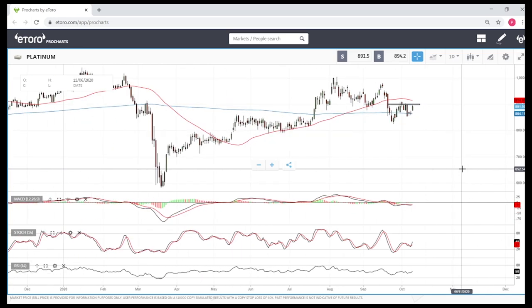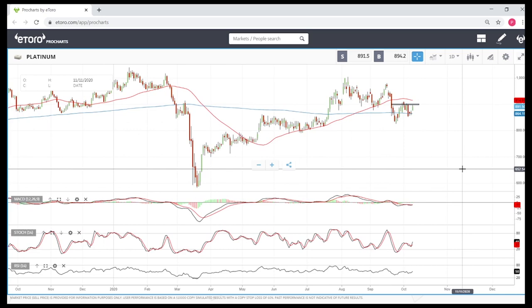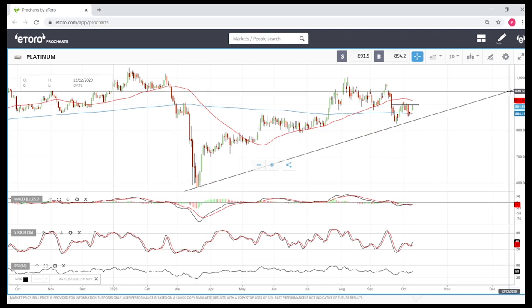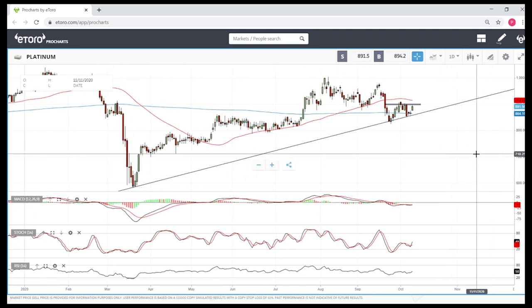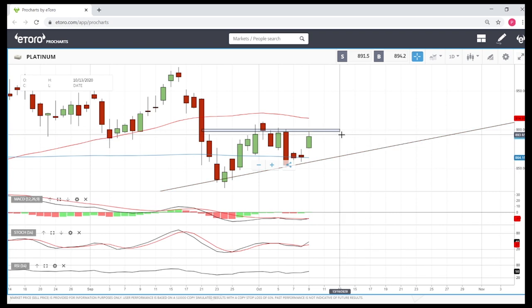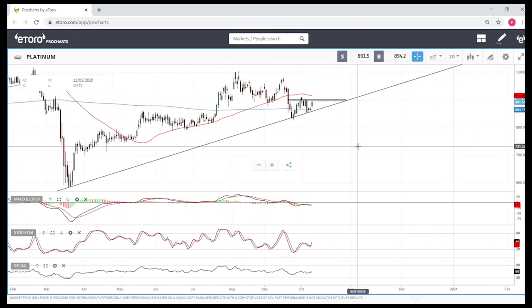I am more of a buyer on this market than a seller. We have also created this long-term trend line here, which will act as support, and this could also be a triangle. It could be that we are going to trade sideways here and then either break to the downside or break to the upside. That is also a possibility.